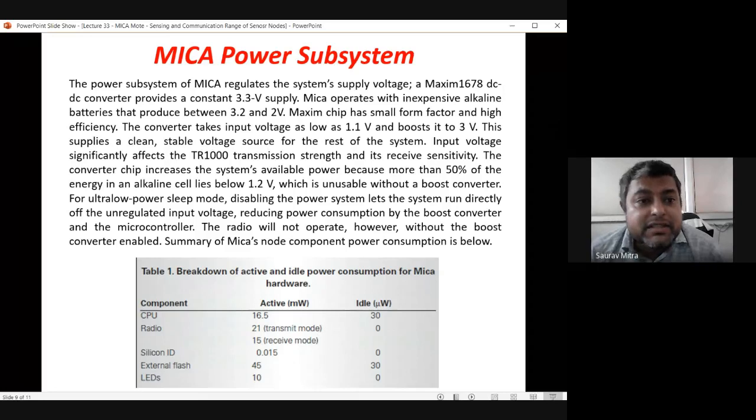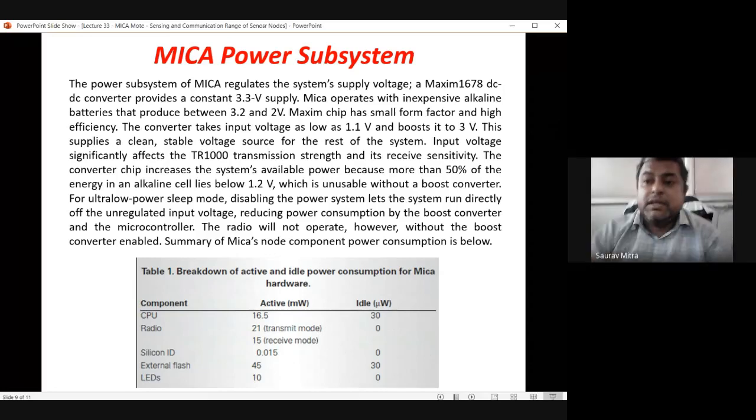MICA operates with inexpensive alkaline batteries that provide between 3.2 volt and 2 volt. The actual supply voltage is 3.3, and the alkaline batteries are providing that. The Maxim chip has a small form factor and high efficiency. You should know what form factor, crest factor, ripple factor, and other things are. The converter takes input voltage as low as 1.1 volt. So it is not always working with 3.3 volt; sometimes it is working with 1.1 volt or 3 volt. This supplies a clean, stable voltage source for the rest of the system. That is the job of the MICA power subsystem.